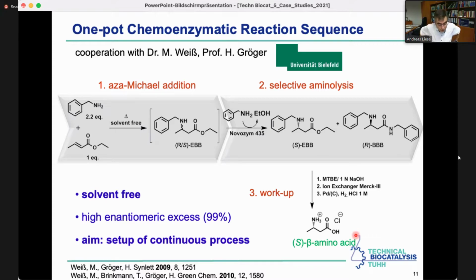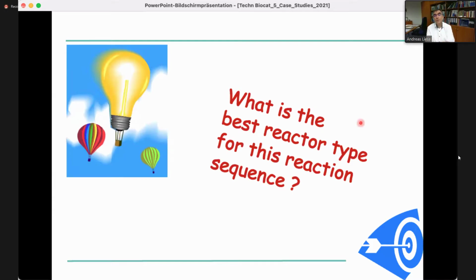Yeah, that's the situation. Now we want to run this reaction sequence, which is solvent-free, in just one flow, to carry out this kinetic resolution, what we see here. We're just focusing on the biotransformation right now. And my question to you is, kinetic resolution for this example, what is the best reactor for this reaction sequence if we want to run it continuously?